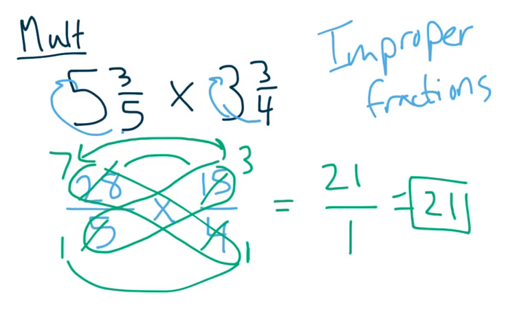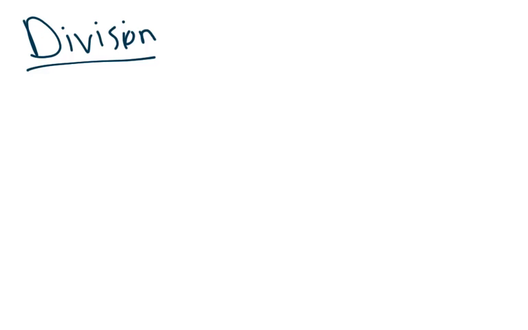Now, let's do some division. And again, we're going to use the same numbers. And I think what we're going to see here is that it's not going to be as pretty. So division. There we go. Wait, I'm having a brain fart. How do you spell division? It has the I there. There we go. Okay, so again, same numbers. 5 and 3/5 divided by 3 and 3/4.